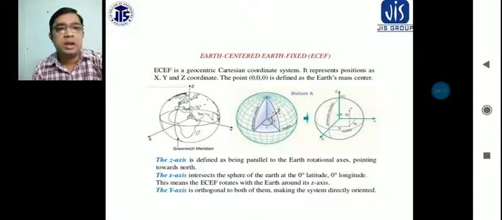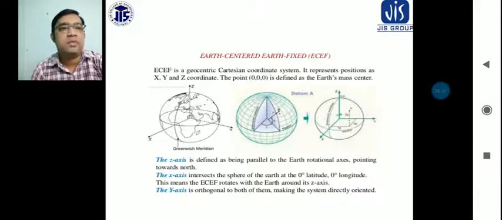And the x-axis intersects the sphere of the earth at 0 degree latitude and 0 degree longitude. Previous slides already discussed longitude and latitude, and the 0 degree longitude and 0 degree latitude are considered according to the x-axis toward the sphere. This means the ECEF rotates with the earth around its z-axis. And the y-axis is orthogonal to both of them, making the system directly oriented.